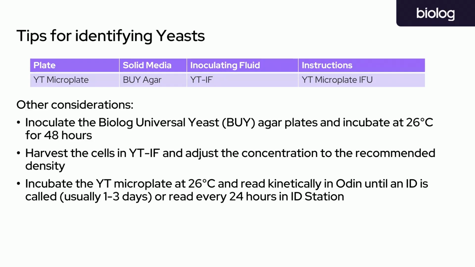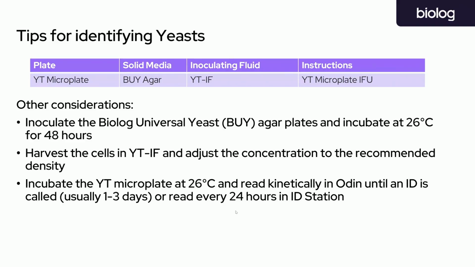And then the cells are harvested just like with the AN and Gen 3 plates with that inoculator swab to the specified cell density that you can then transfer over to the microplate. With the YT and FF plates, we recognize that fungi typically grow a lot slower than bacteria. So the workflow here looks a little bit different, where you can incubate kinetically in Odin, taking reads every 20 minutes, or if you're using ID Station for endpoint reads, you will take reads every 24 hours instead of every 8 hours.